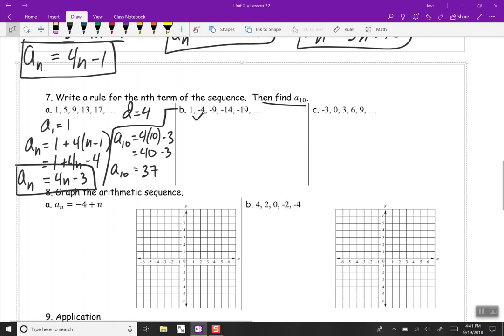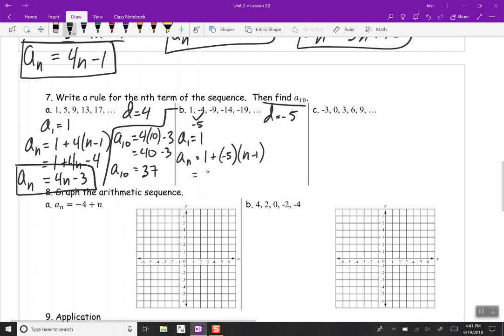Next problem looks like we're going down 5. So our common difference is negative 5. Our first term is 1 again. So we're going to say a sub n equals 1 plus negative 5 times n minus 1. So that's 1 minus 5n plus 5. And so that's negative 5n, and 1 and 5 makes 6. So there's our rule.